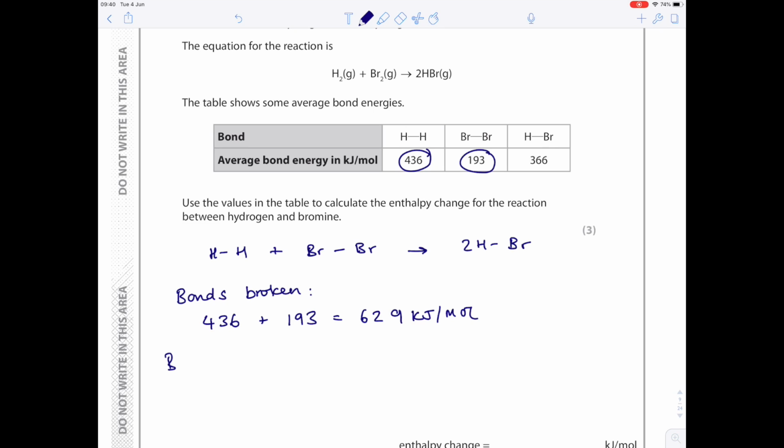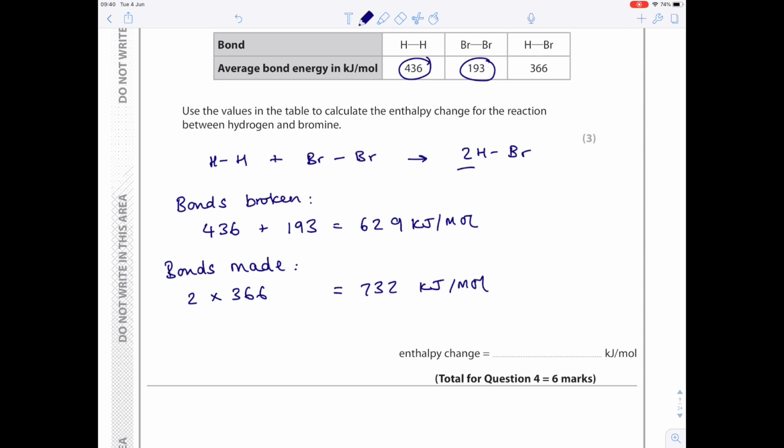And then bonds made. Look, I'm showing all my working out and laying it out nicely. Well, I've got a 2 here, so that's 2 lots of HBr, so 2 times 366 to get 732.